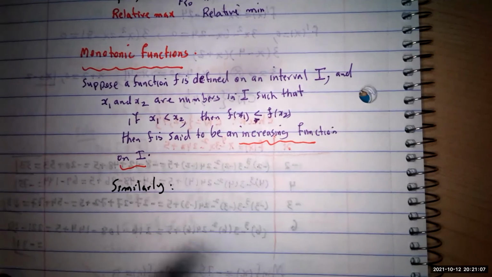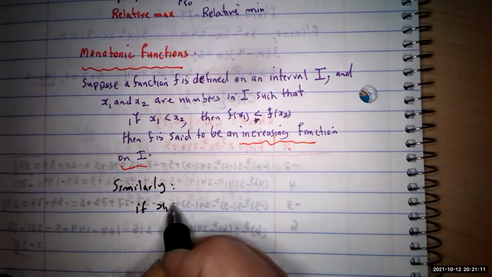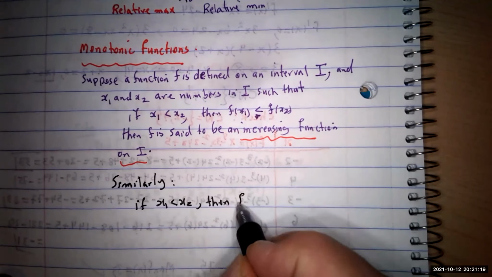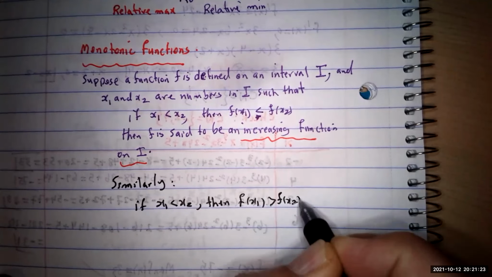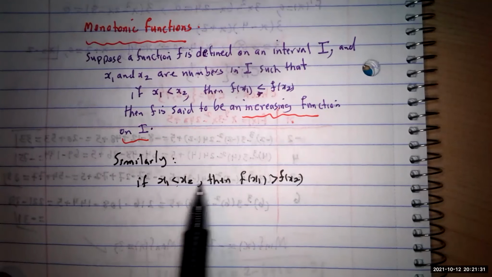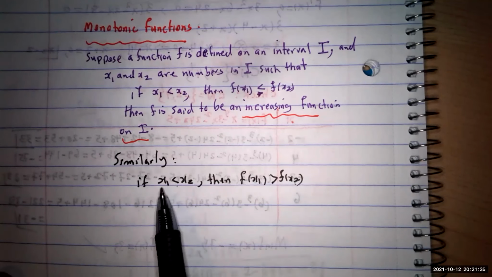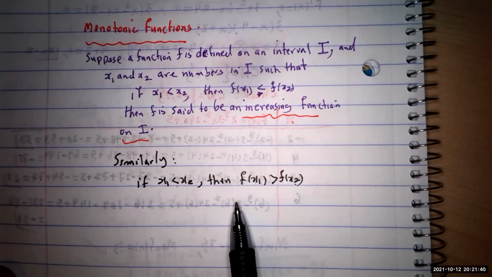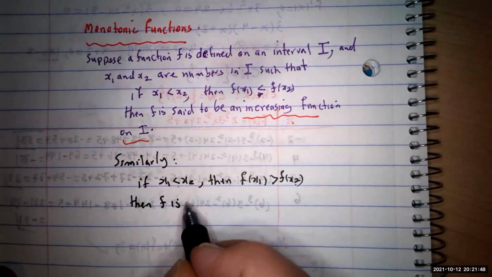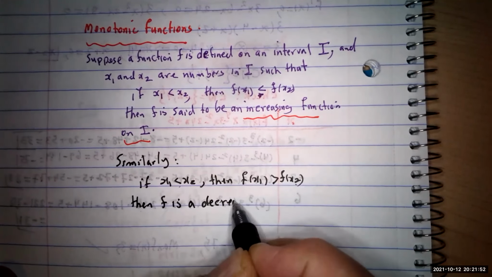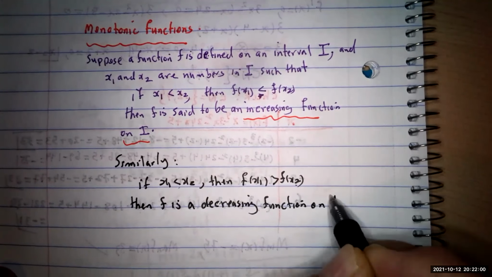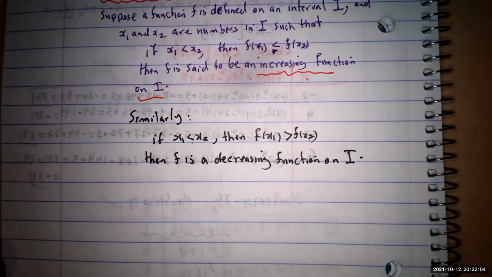Similarly, if x1 is less than x2, then, this is the other way around, if f of x1 is greater than f of x2. You see, you change the direction. These are the same, but this one is different. So this means you go from left to right, the value of the function getting smaller. Because x2 is bigger than x1, but f of x2 is less than f of x1. So if this is going to be the case, then f is a decreasing function on the interval I. Okay, that's increasing and decreasing.